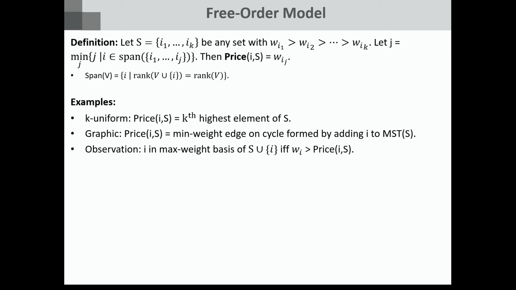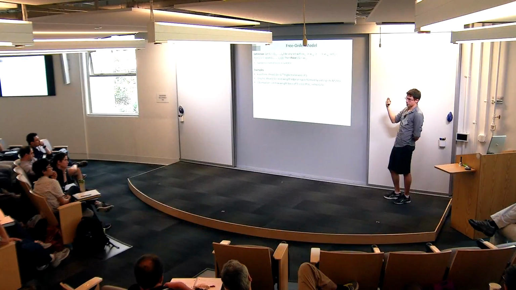Okay, so again, the point is, when do I span I? I span I when I forms a cycle. What is the last edge that's going to be added before I have a cycle with I? It's going to be the min weight edge along this cycle.